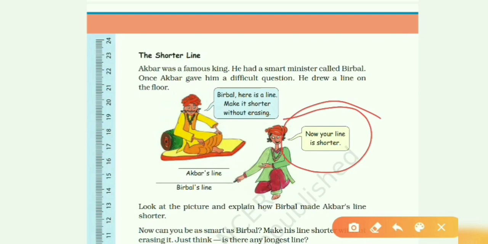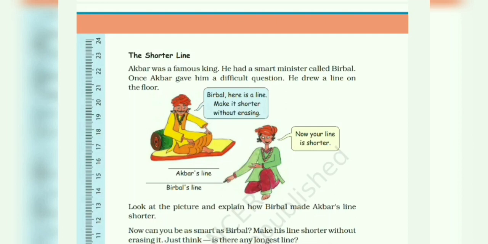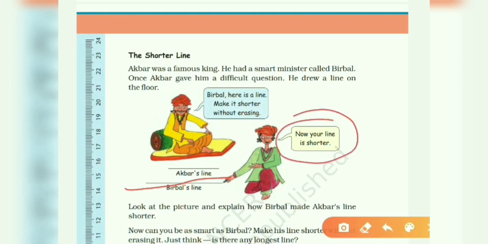Children, here in this picture we can clearly see the line which is drawn by Birbal, right? What did he do? He drew a longer line, right? In this picture you can clearly see Birbal drew a line which is longer than Akbar's line. After he drew the line, Birbal said to Akbar, now your line is shorter. Okay?